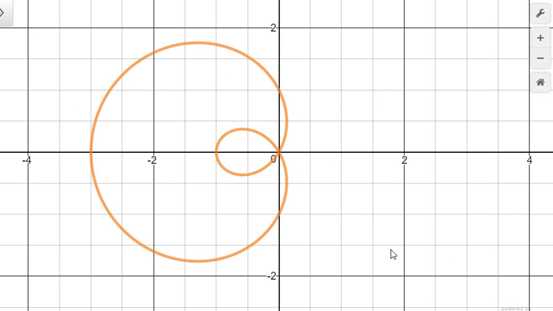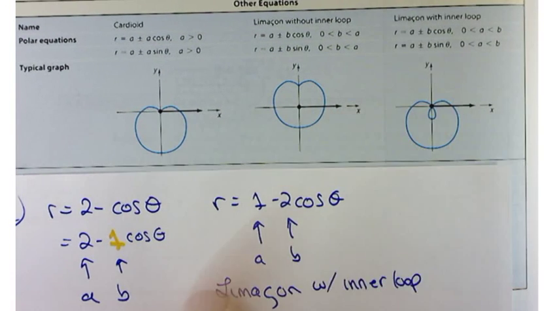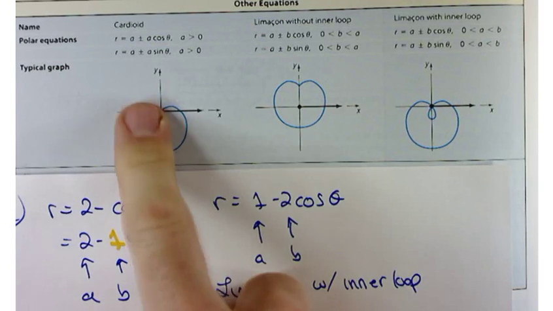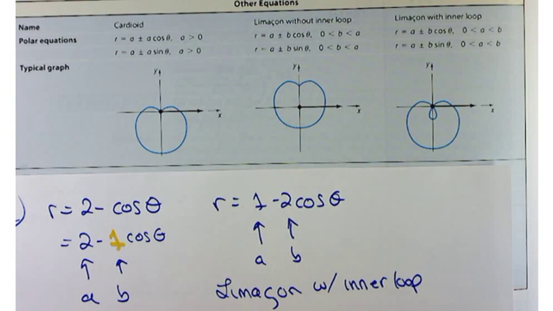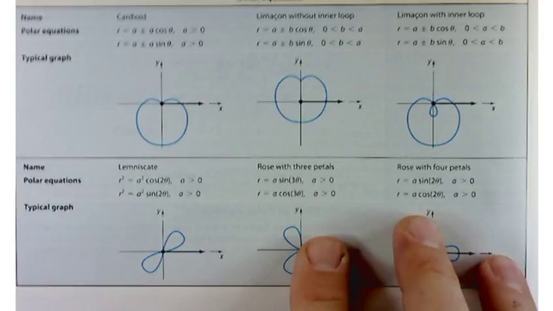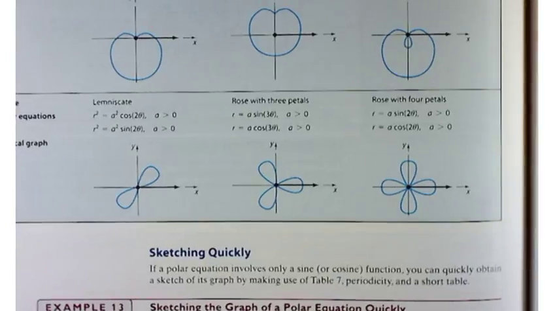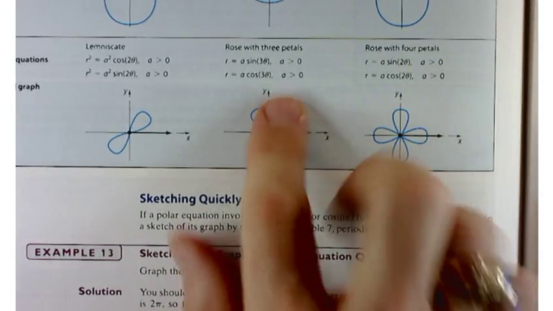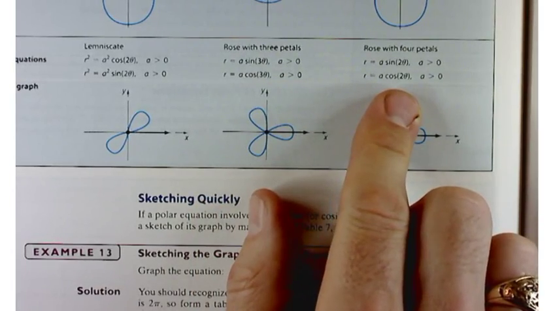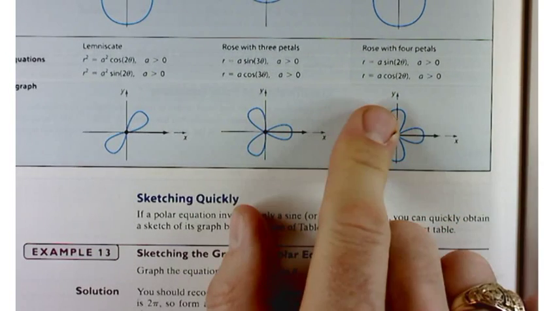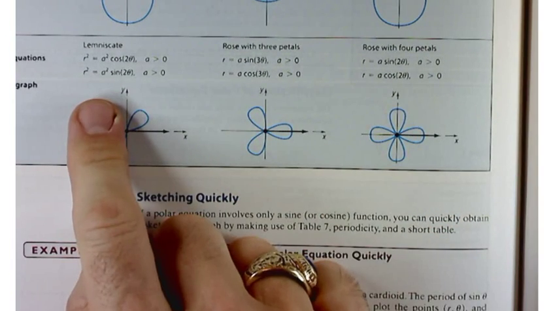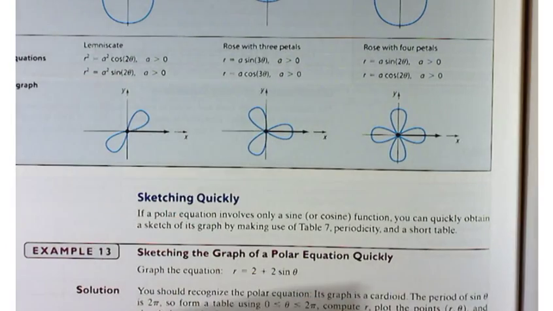You'll be given this and asked to do exactly what I'm doing right now, which is identify what you're looking at in terms of a cardioid, etc. Will we have the second half of that as well? Yeah, the second half is going to be your roses. Are we going to have those? Probably. We don't need lemniscates. I'm not going to deal with lemniscates.